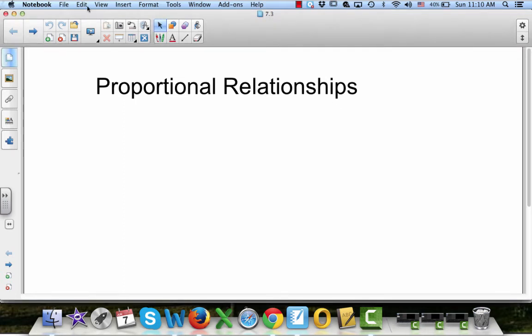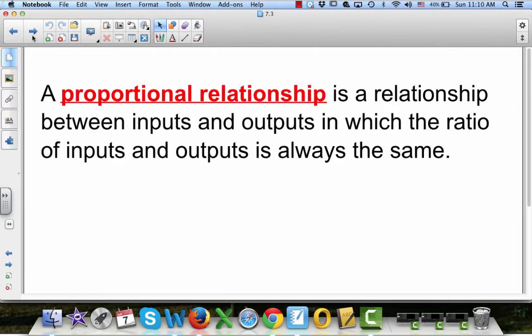Proportional relationships. A proportional relationship is a relationship between inputs and outputs in which the ratio of inputs and outputs is always the same. All right, you remember what inputs and outputs were. Input is what you put into the function rule, and the output is the result or the answer. So whenever the ratio between the inputs and the outputs is always the same, then you've got a proportional relationship.